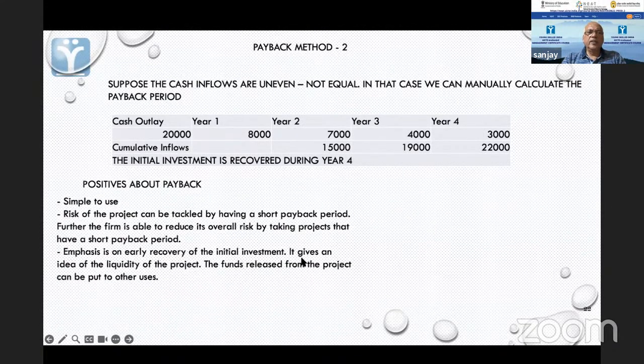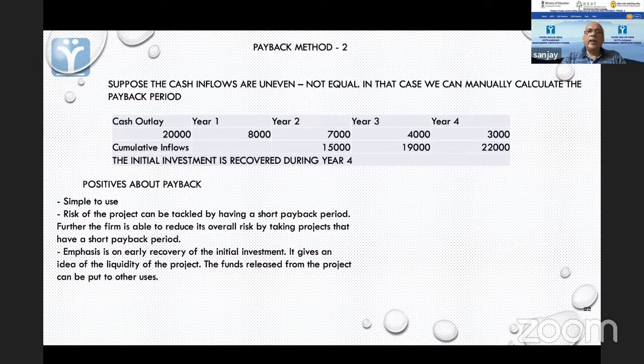What's the positive here? It's simple to use. Risk of the project can be tackled by having a short payback period. The basic thing about risk is that the longer the payback period, or the longer the project is, the greater the risk there is. With time, some risks come. So if I have a short period of time, there is less risk. If I have a longer period of time, there is more risk.